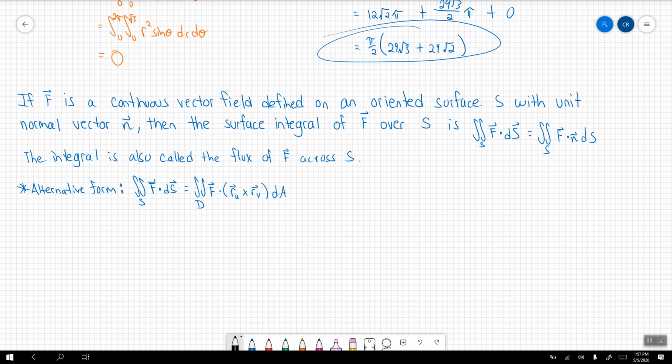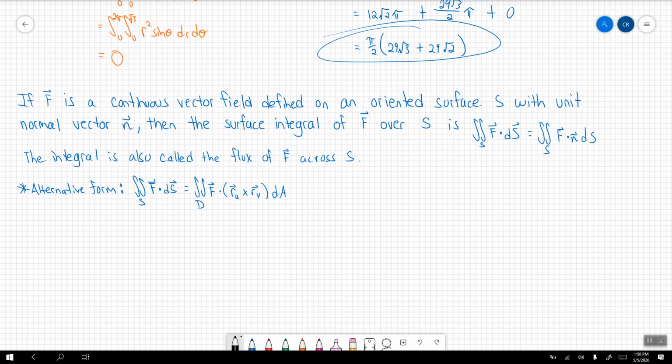Now, the integral is oftentimes called the flux of F across S. Now, the alternative form. The alternative form is going to be, if we can parameterize a surface, then we can use a cross product of those partial derivatives. And again, that still holds with this normal component that we're looking at. If we were looking at a normal component and we use the unit normal vector, well then it would turn into the exact same definition that we were using before.